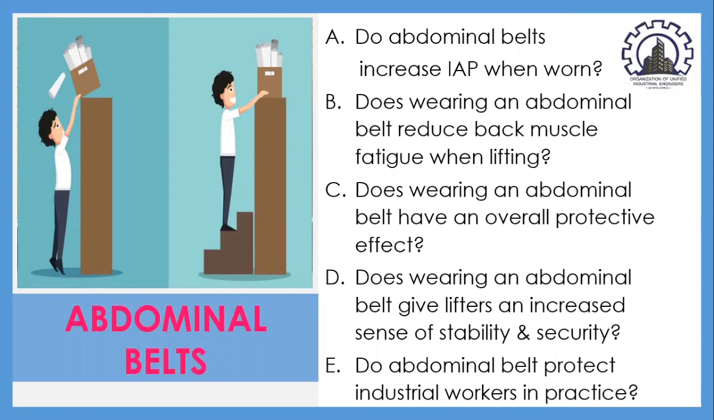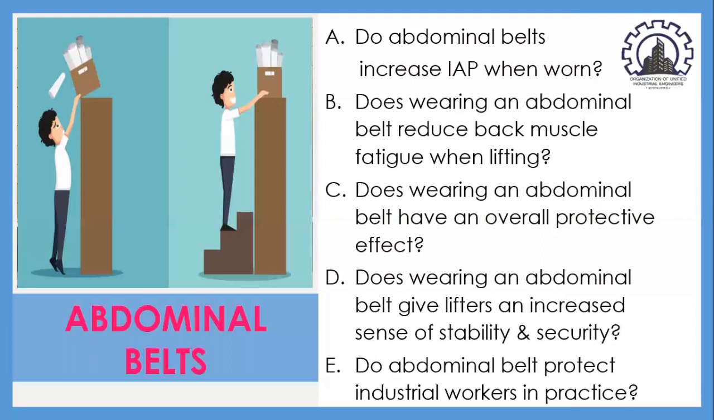1990 measured back extensor EMG and IAP when subjects lifted weights wearing a competition weightlifter's belt. Although IAP did increase when the belt was worn, there was no corresponding reduction in back extensor activity, suggesting that the belts might not increase IAP enough to have a supportive effect.